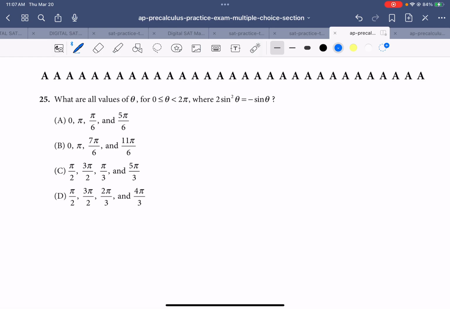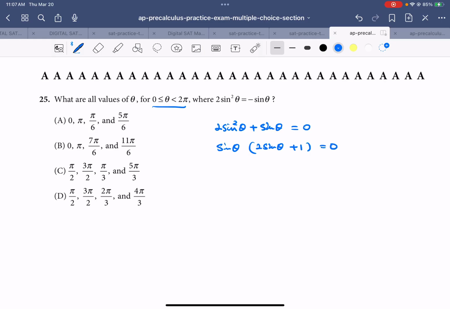Number 25. What are all values of theta for 0 to 2 pi where 2 sine squared theta equals negative sine theta? Okay, let's move it and solve this one. 2 sine squared theta plus sine theta equals 0, when you add sine theta to both sides. Now let's factor it: sine theta times (2 sine theta plus 1).